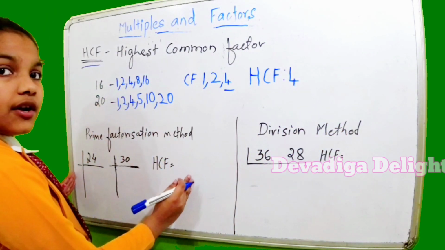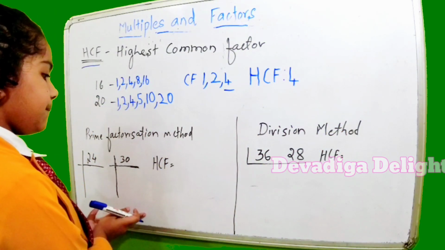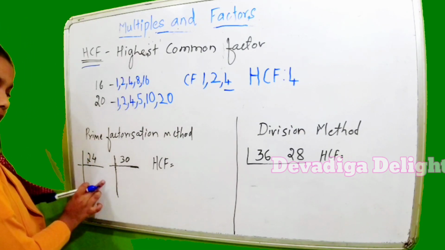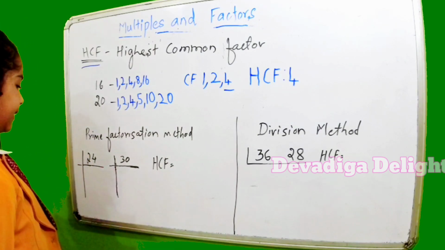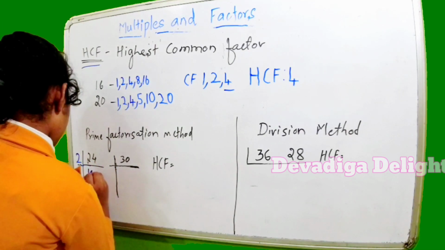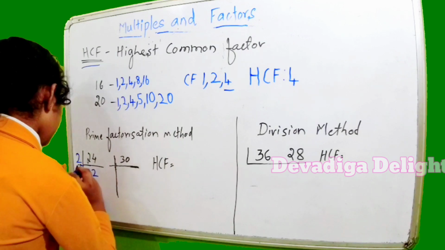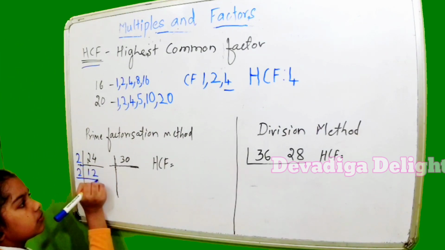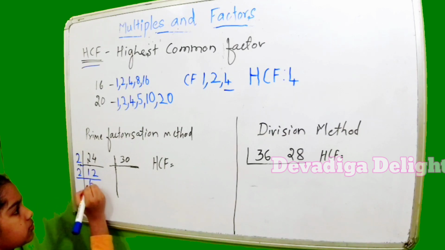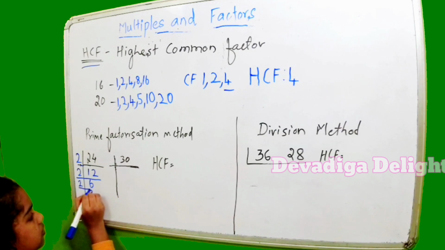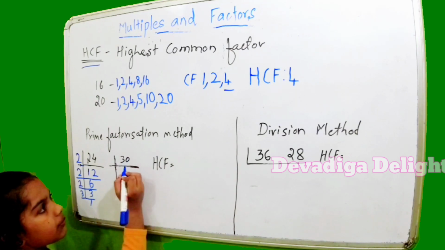Now we will use the prime factorization method. For this method, we took one example, which is 24 and 30. First, 2 1s are 2, 2 2s are 4, 2 6s are 12, 2 3s are 6, 3 1s are 3. So now we will do 30.